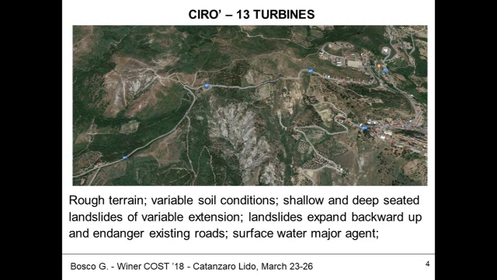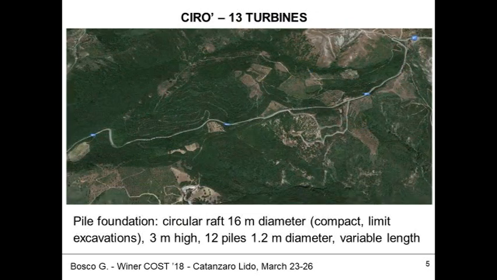Variable soil condition, you can see landslides over here, movements over here. This is the major road coming to the wind farm. The park is towards the left over here. Now I'm moving from Ciro along this road towards the park. In this hairpin bend, there are slides affecting the road.